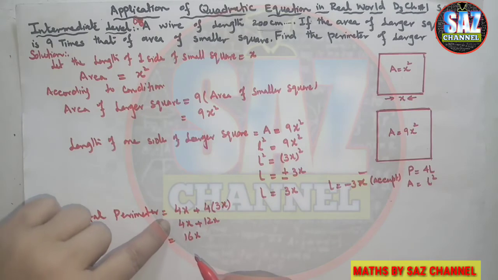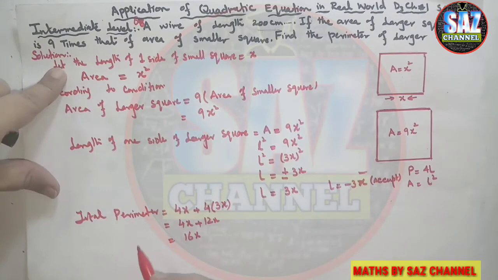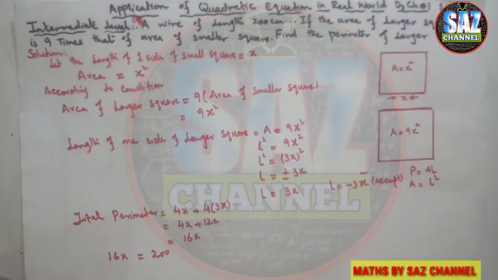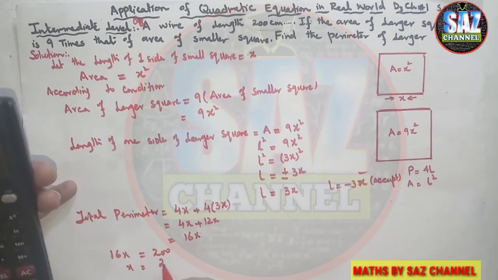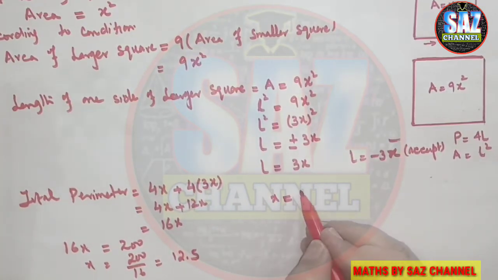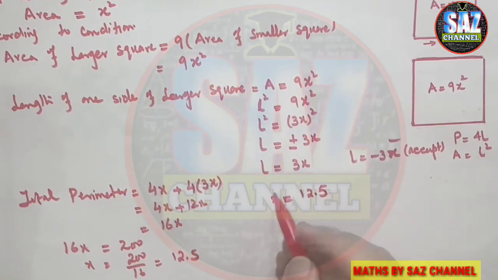Now this is the total wire in terms of x, and the total wire in the question is 200 centimeter. So 16x will be equated to 200, and then in order to get the value of x, I have to divide 200 by 16, and x will be equal to 12.5. So the length of one side of the small square is 12.5.